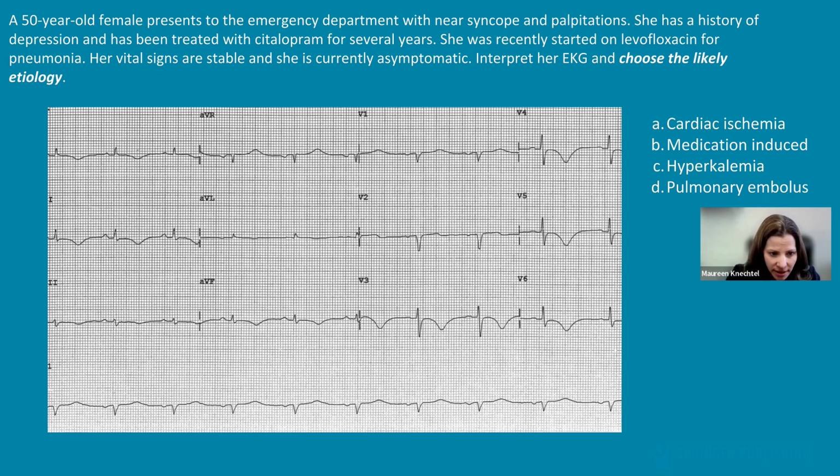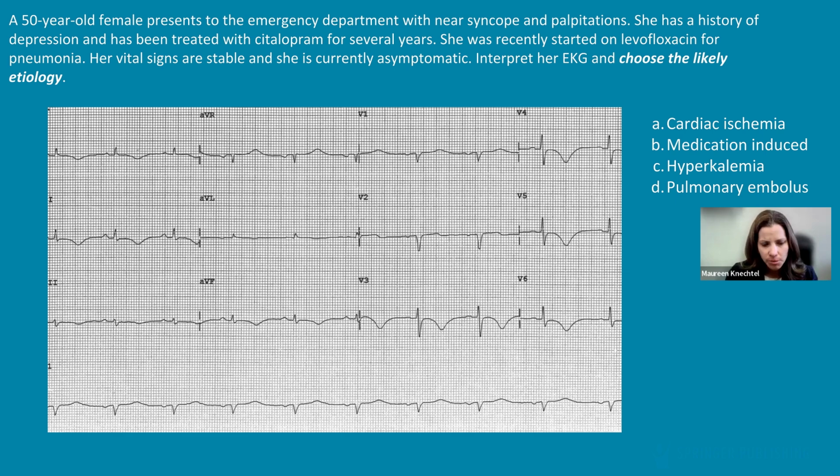So we can see this with the laser pointer, so I'll show you, really prevalent here in V3. Usually QT prolongation that's from medications, you're going to see it really prevalent in the precordial leads. That's where I typically see it. It's present everywhere, but it just seems to be a little bit more noticeable in those leads.